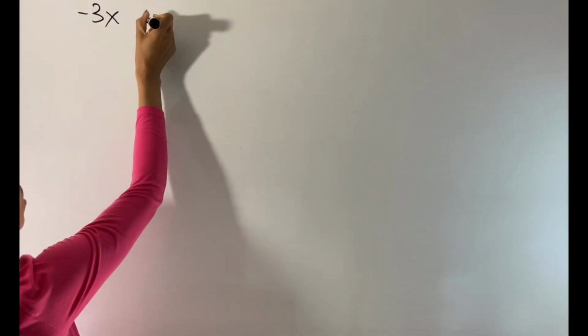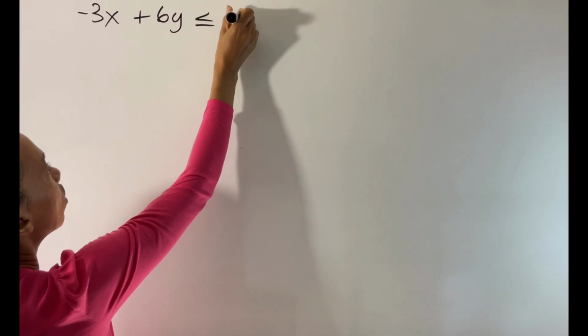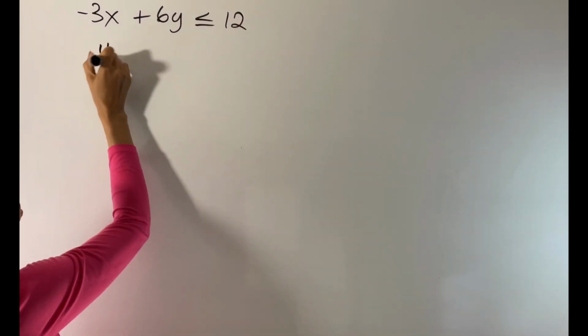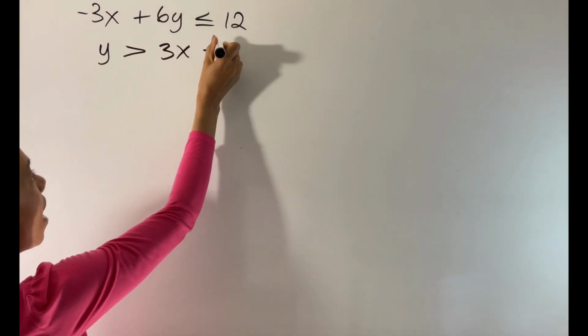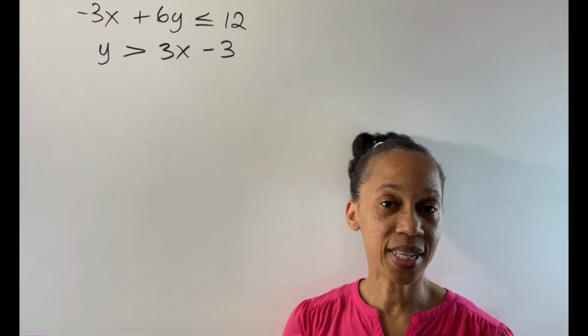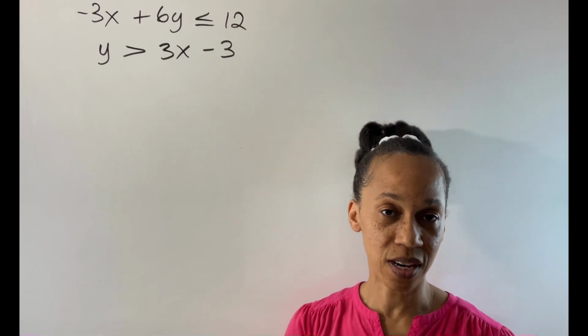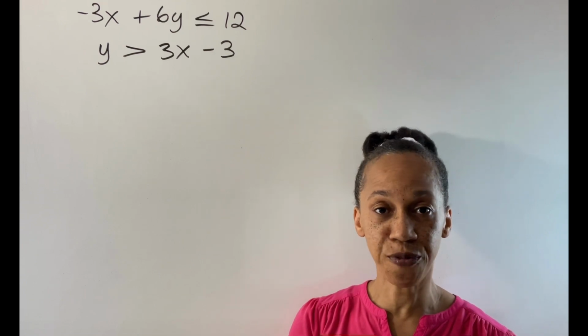The first inequality is negative 3x plus 6y is less than or equal to 12, and the next inequality is y is greater than 3x minus 3. You will notice here that the first inequality that is given to you is in the standard form. So you have to change it into the slope-intercept form.